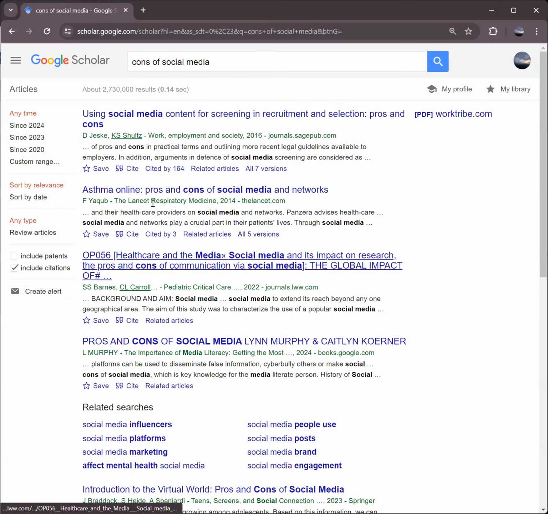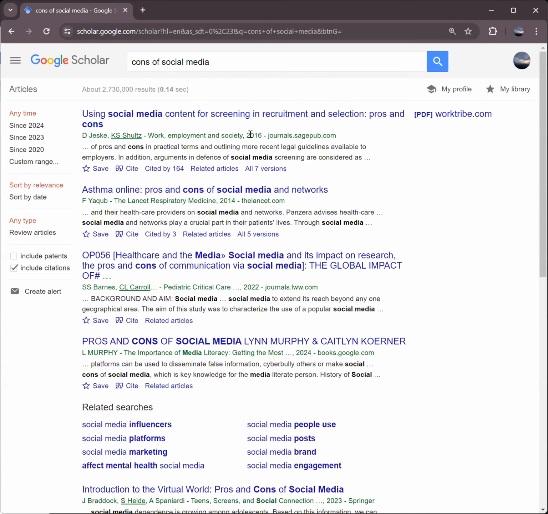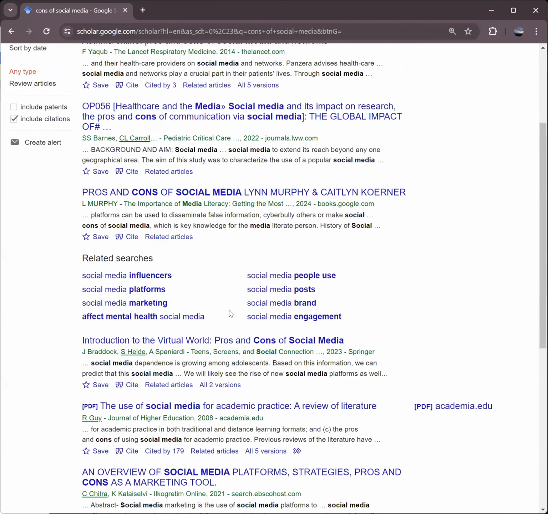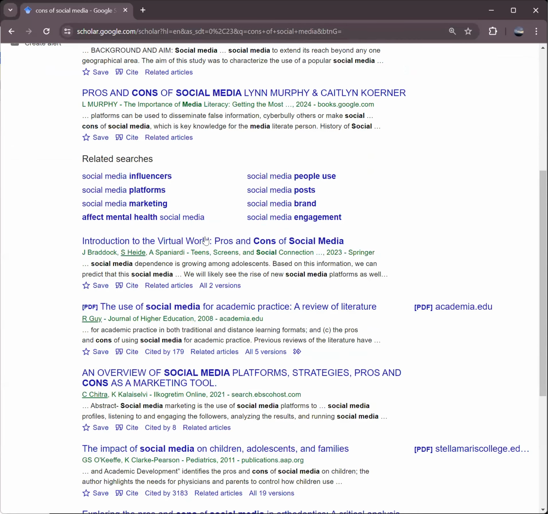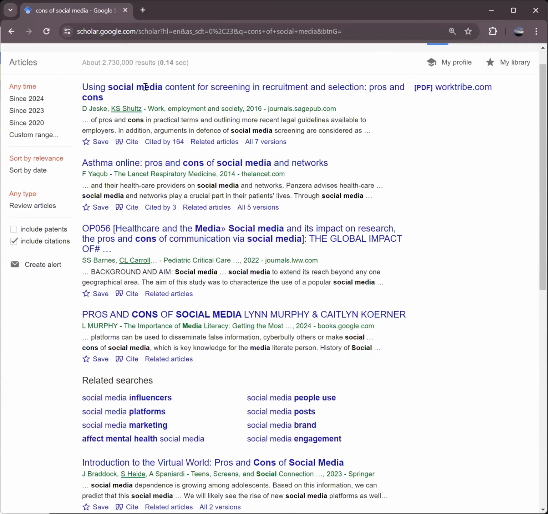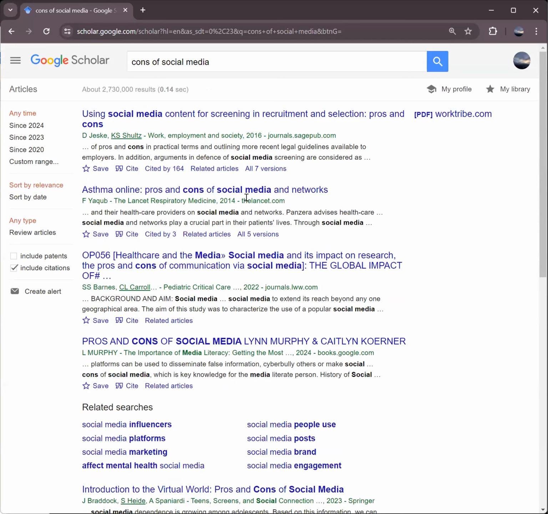So you'll see here that these are journals. This is Employment and Society. This is The Lancet on Respiratory Medicine. And The Lancet is one of the most well-known medical journals there is. There's Pediatric Critical Care, The Importance of Media Literacy, a lot of different topics here. There's a different journal for everything: higher education, teen screens and social connection. All of these different articles address the impact of social media on people, right? The cons of social media.